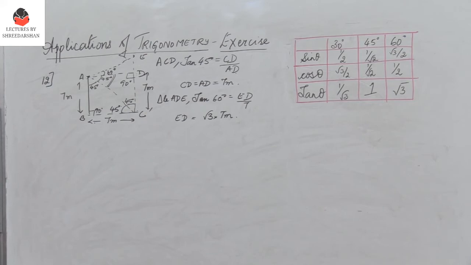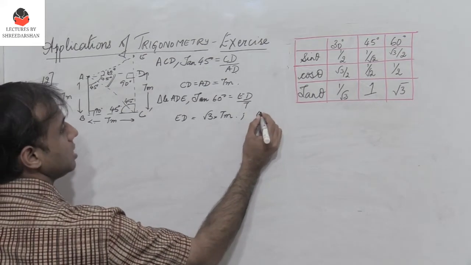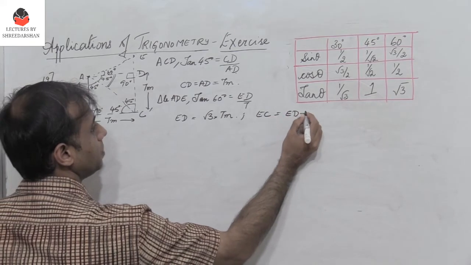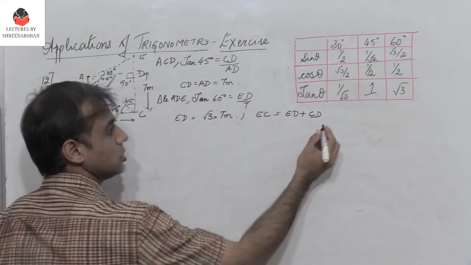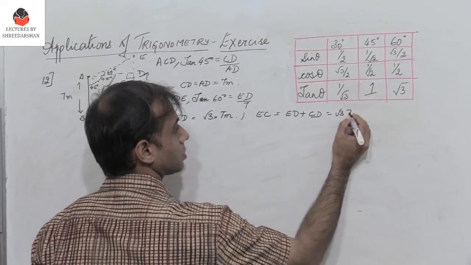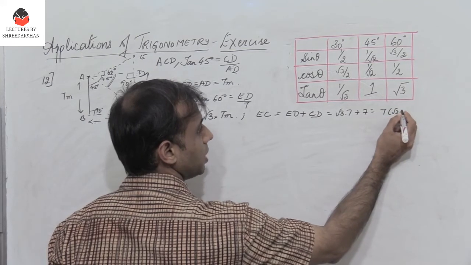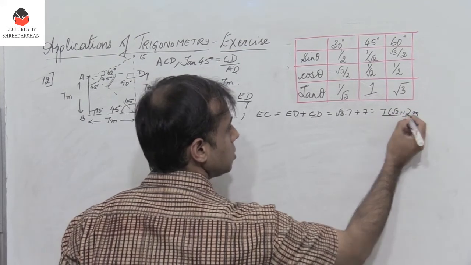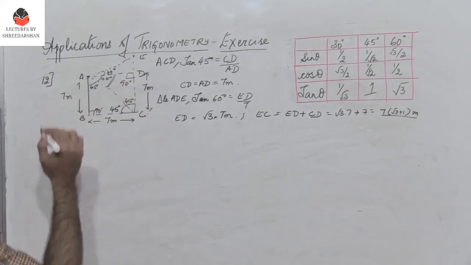Alright, so I need to find the entire height of the tower. The entire height of the tower is nothing but EC. So EC is ED plus CD. ED is root 3 into 7 plus 7. So I can take 7 common, it's root 3 plus 1 meters. So it's 7 into root 3 plus 1 meters is the entire height, EC.